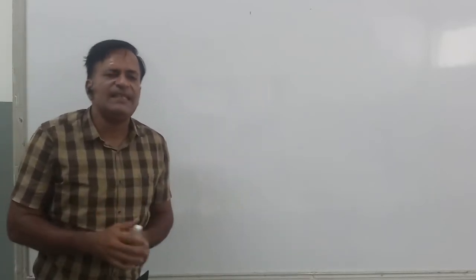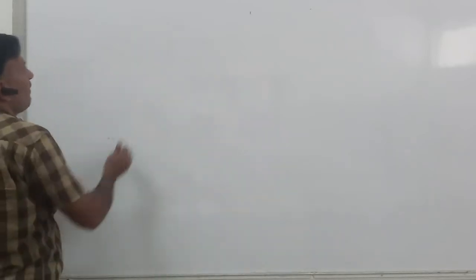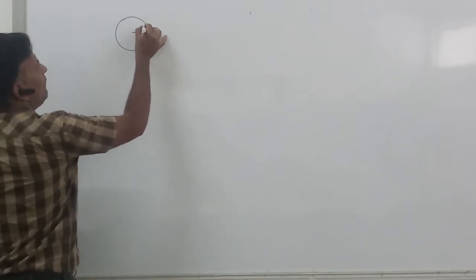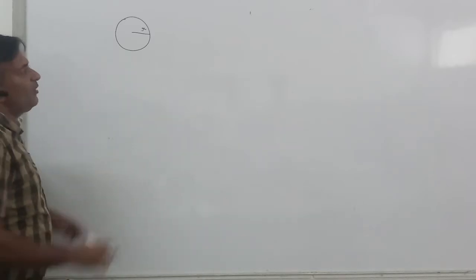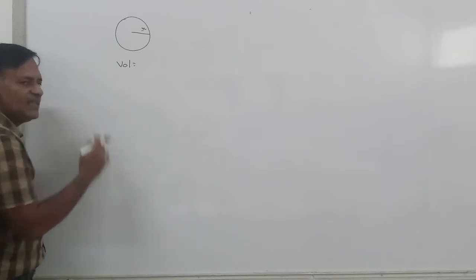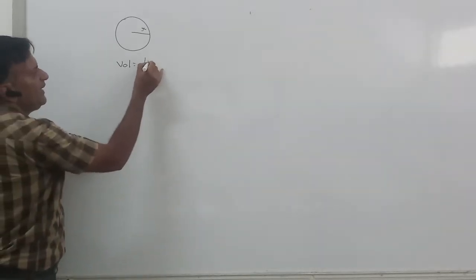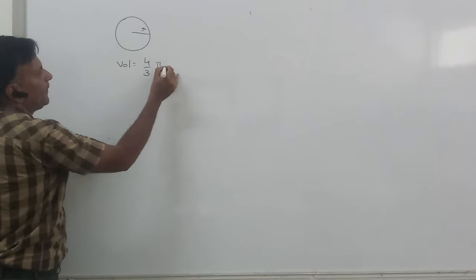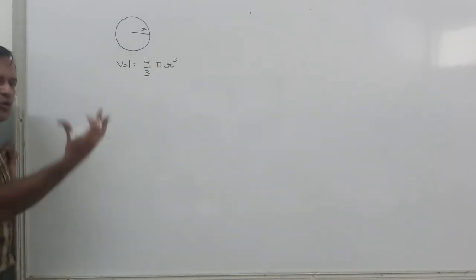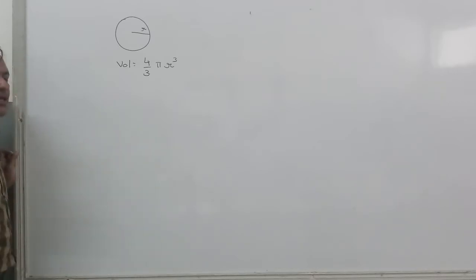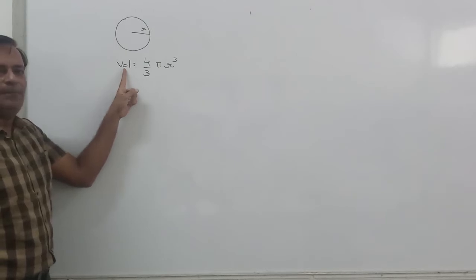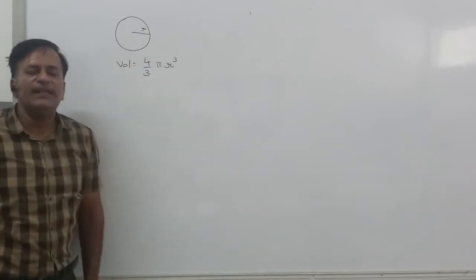Let me put the question like this. There is a balloon of radius r. Now what is the volume of this balloon? It is spherical, so the volume of a sphere is 4 by 3 pi r cube. And now the question asked is, what will be the change in the volume of the balloon if the radius of the balloon is changed?